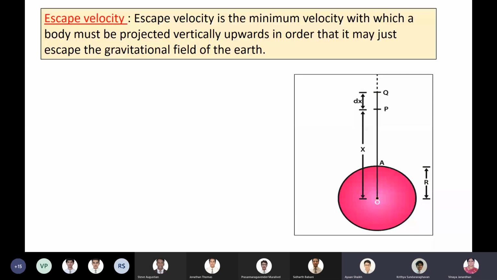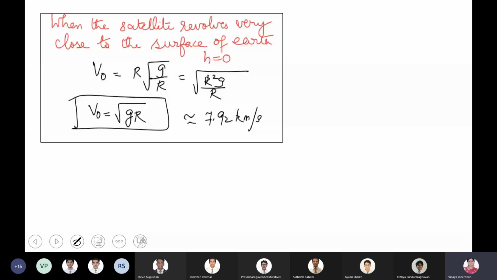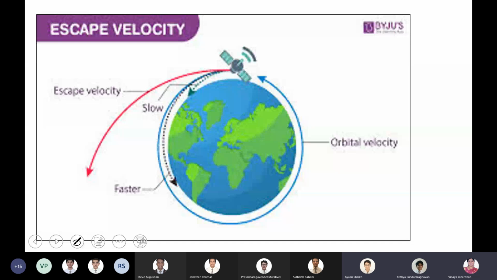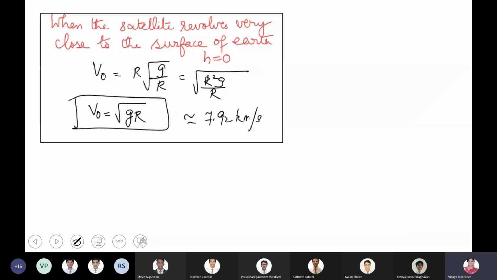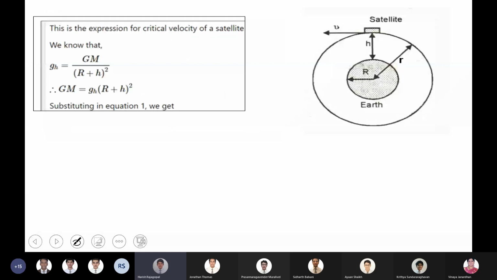Ma'am, are you showing the orbital velocity slide? Because I think it's lagging. I touched orbital velocity. I completed orbital. Now escape was... No, ma'am, you didn't complete solving orbital yet. We stopped at finding the general form of acceleration due to gravity.